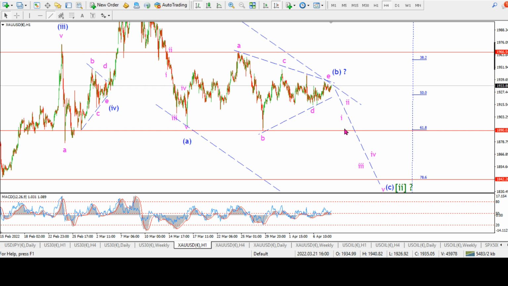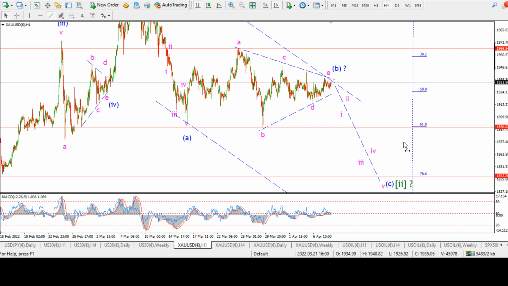If you see a break of 1900 again, I think you can take that as confirmation that wave C is underway. So looking for this 3 wave pattern to complete next week.